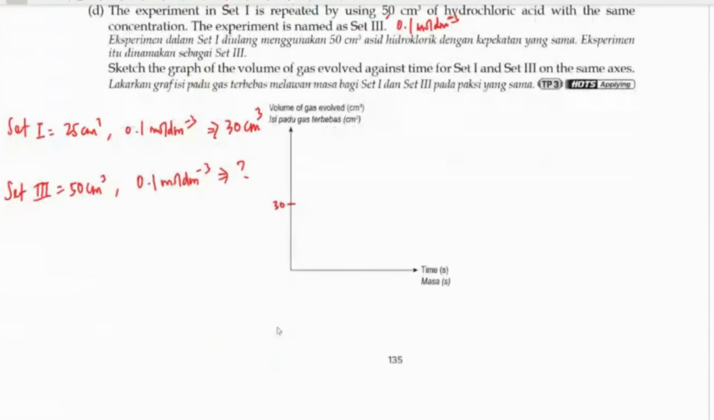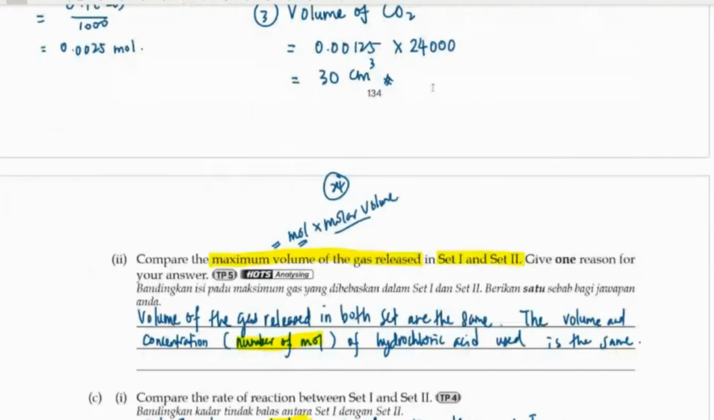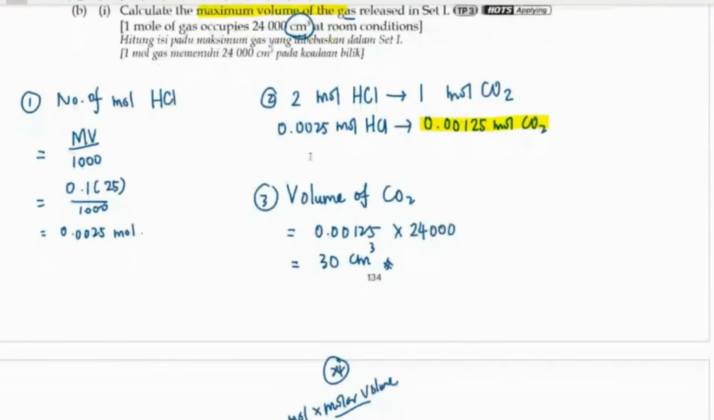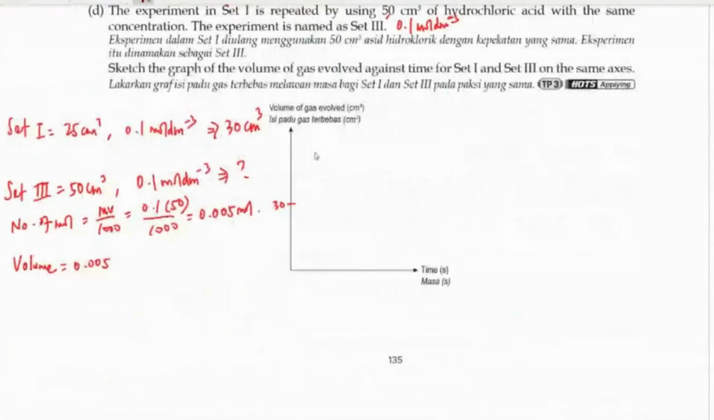We calculate the number of moles: MV over 1000. M is 0.1, V is 50 over 1000. So it's double that of set 1, right? So 0.005. Now you have the mole already, so you can find the volume. We need to do the comparison. The comparison is half, so 2 to 1, meaning now it is 0.0025.